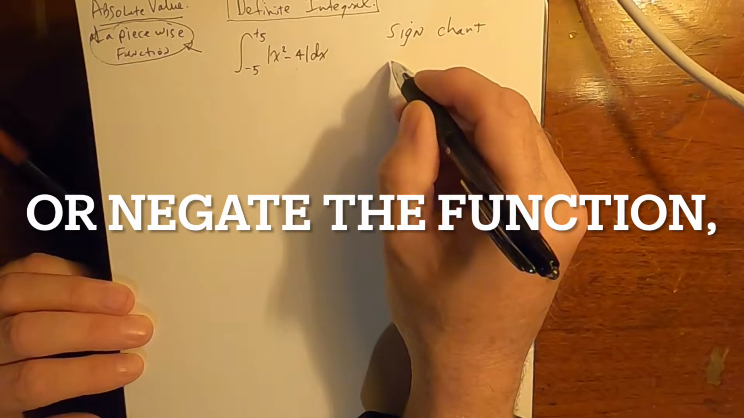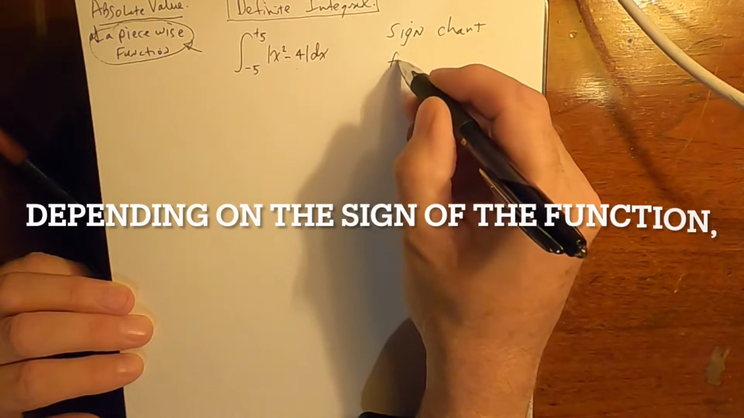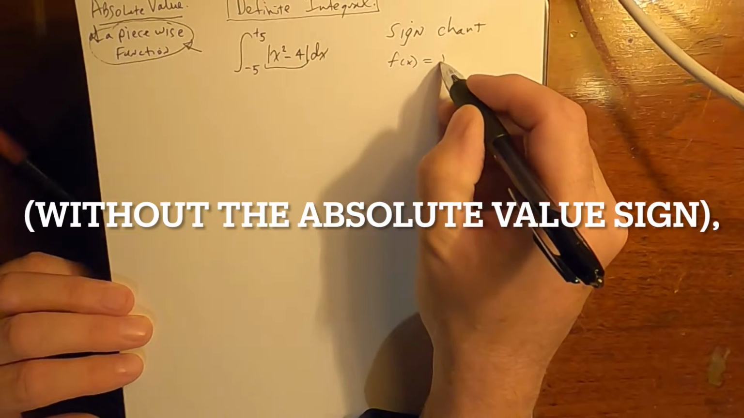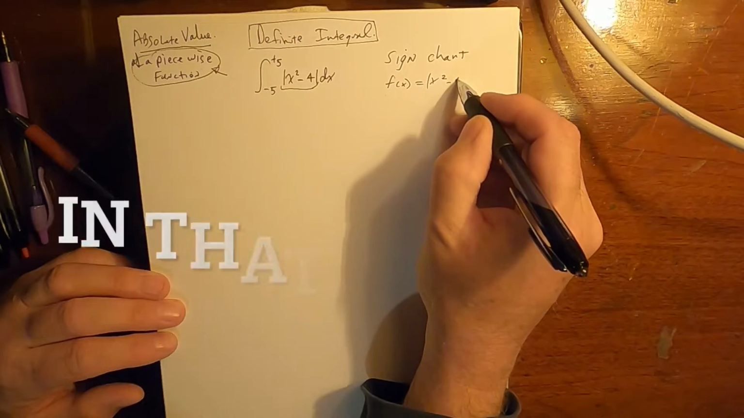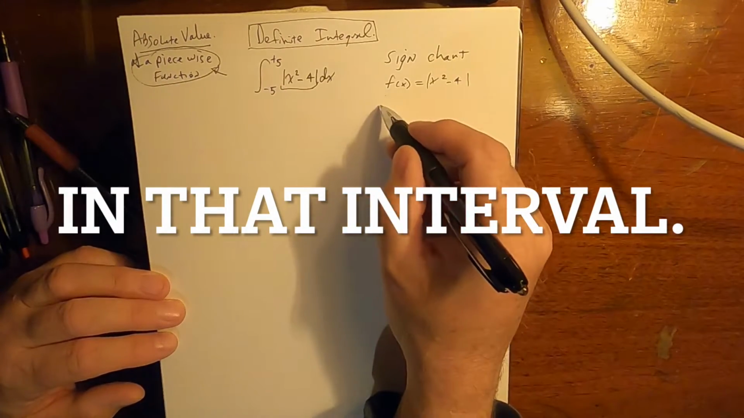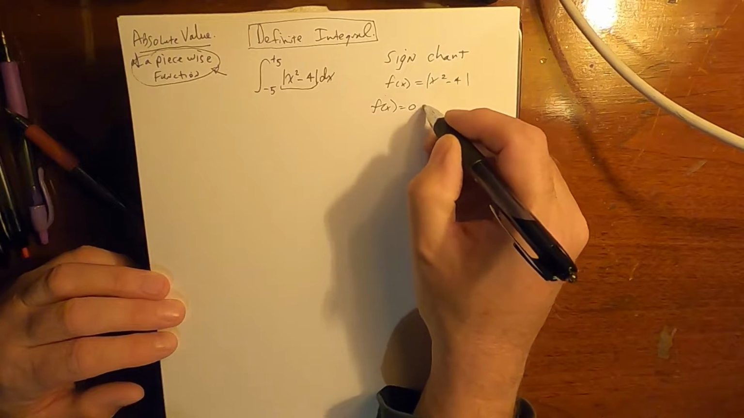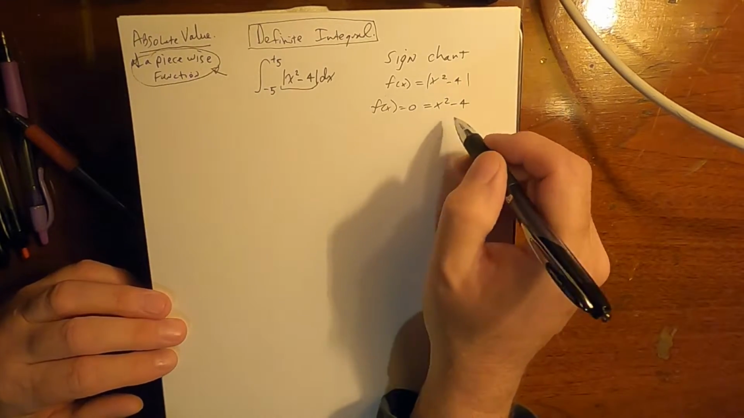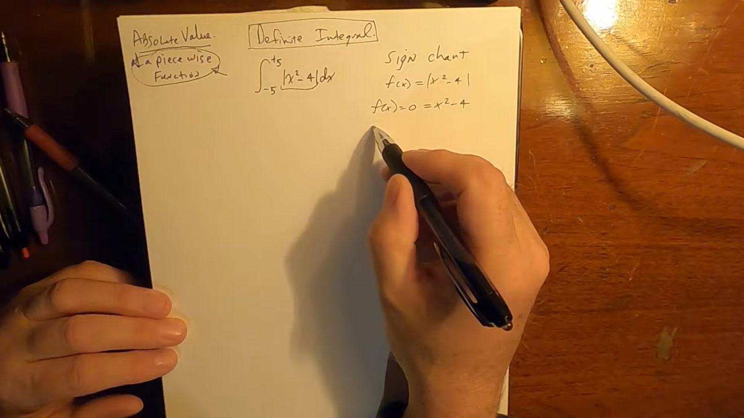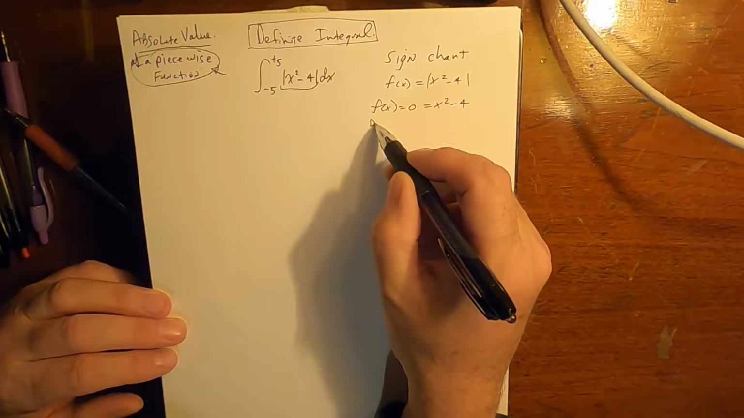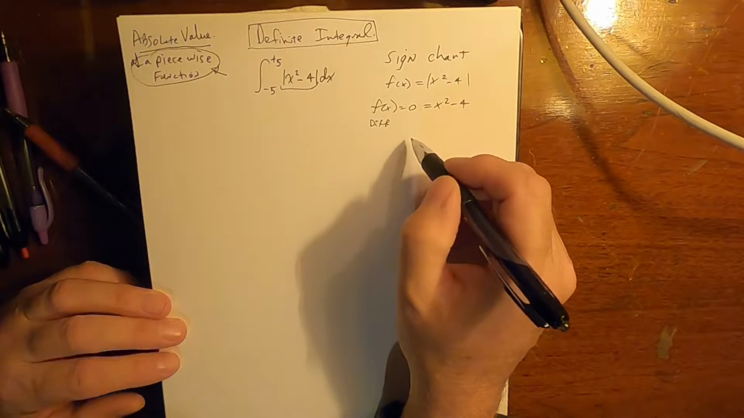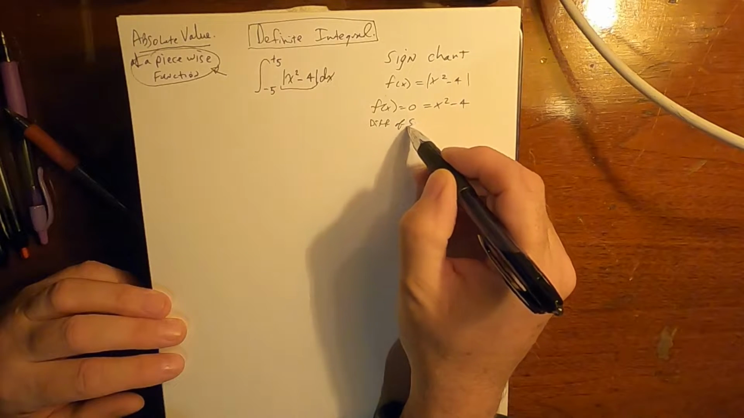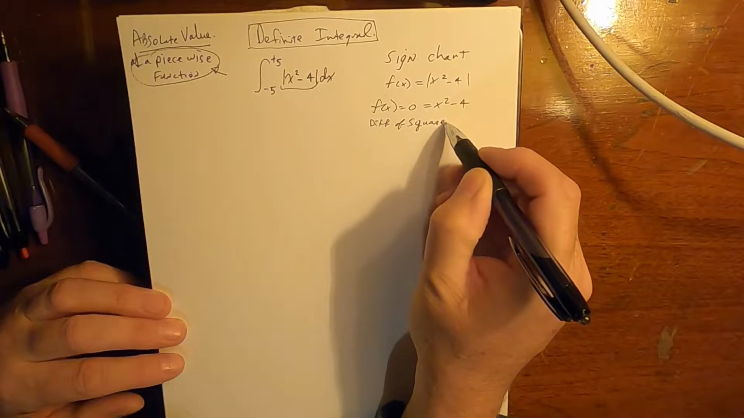What we do is we set f of x, this function inside, equal to the absolute value of x squared minus 4. We remove the absolute values and we set f of x equal to 0. So that would be x squared minus 4. Then we solve this, and if you notice, this happens to be a difference of squares type of function.